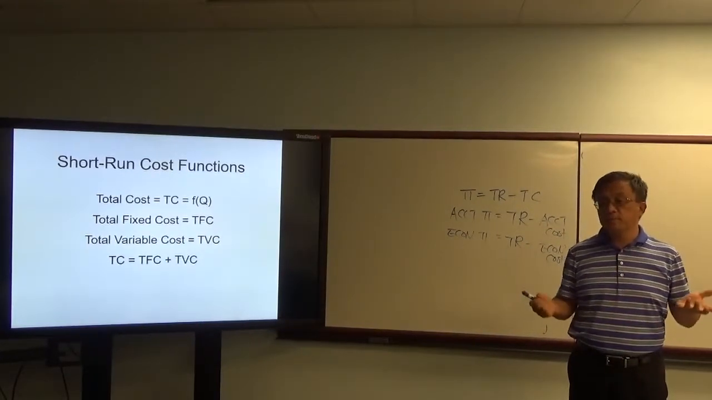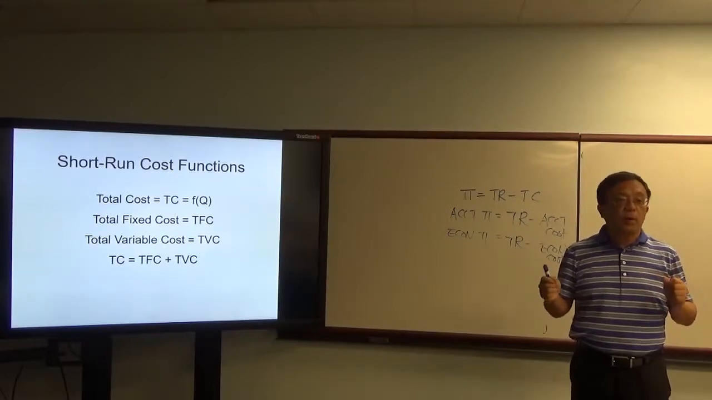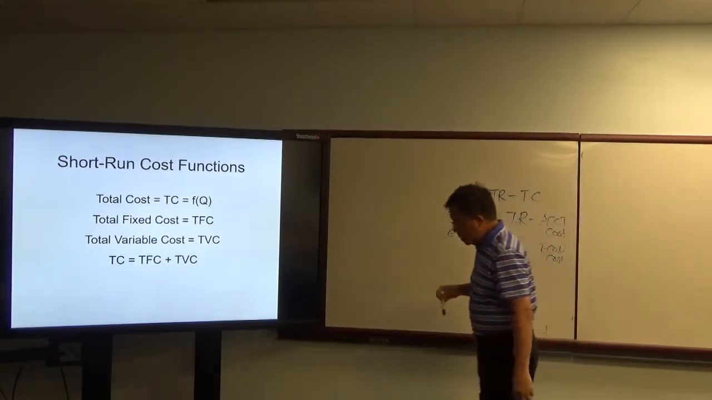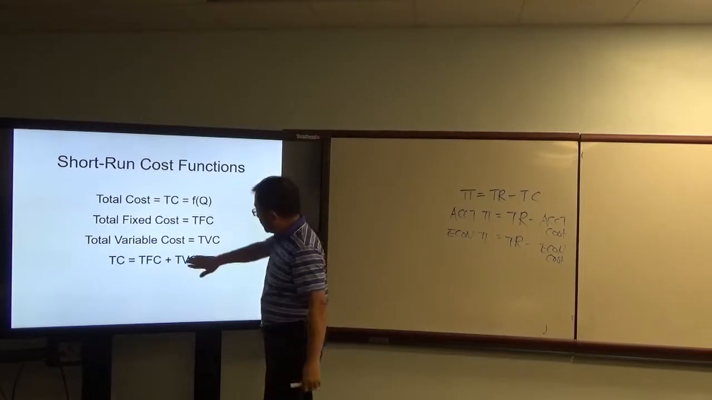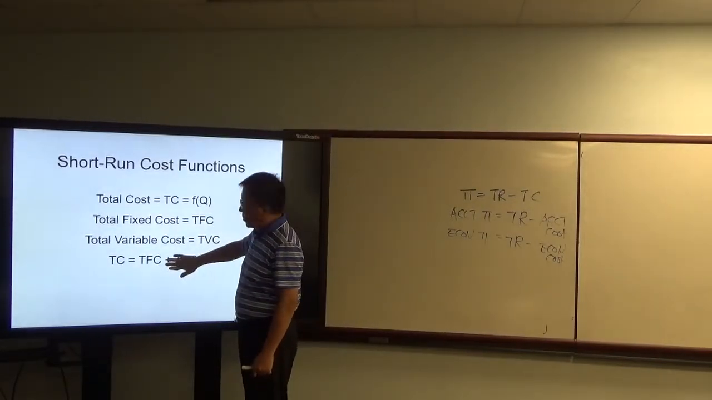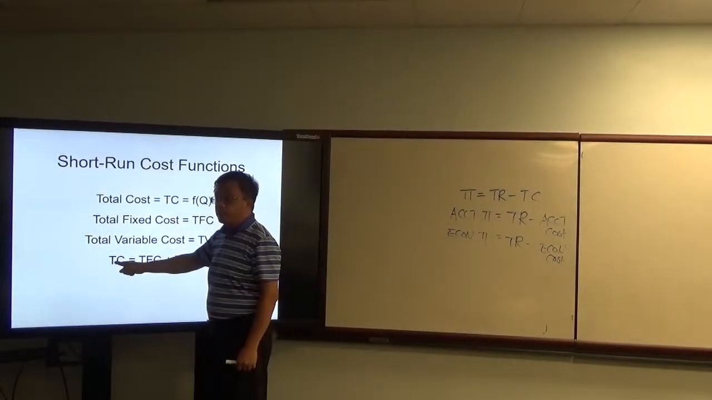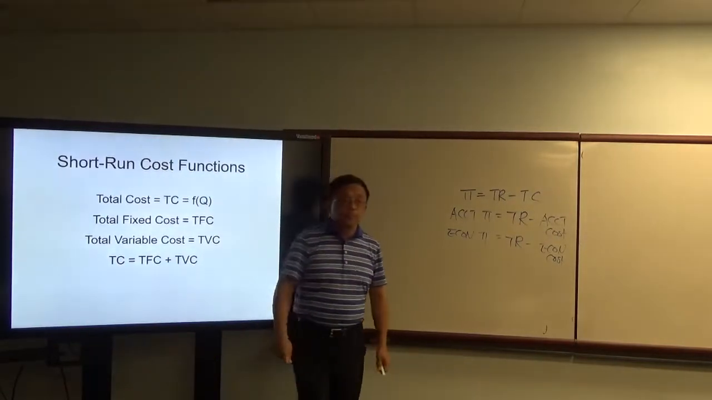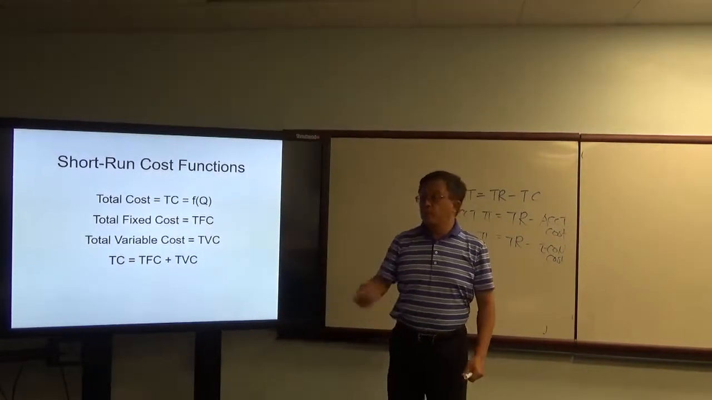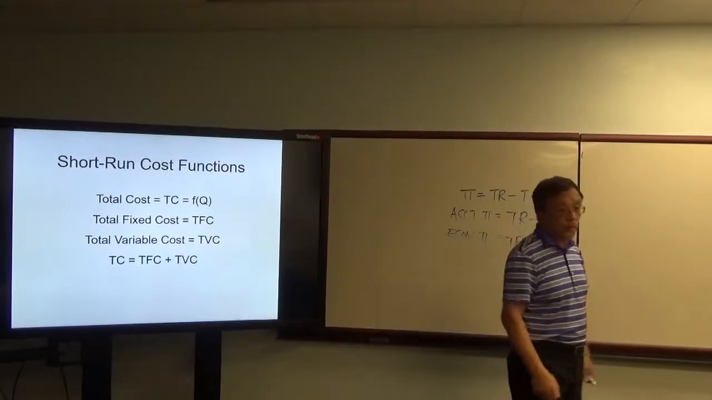If you produce nothing, your variable cost is equal to 0. So the total fixed cost is what? Your total cost. In other words, you only have fixed cost if you produce nothing. You don't have the variable cost.